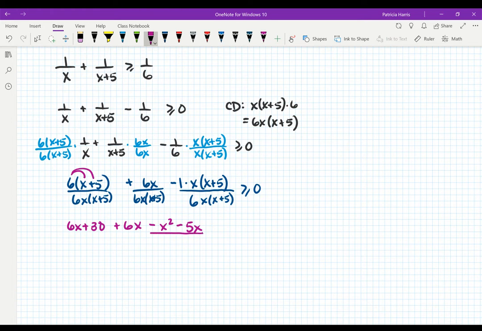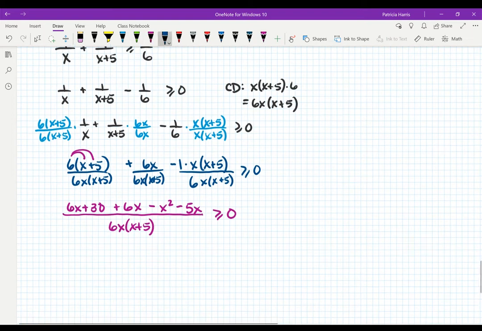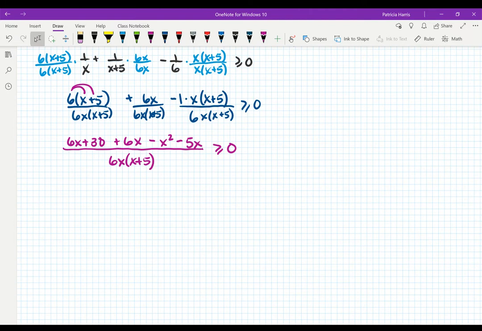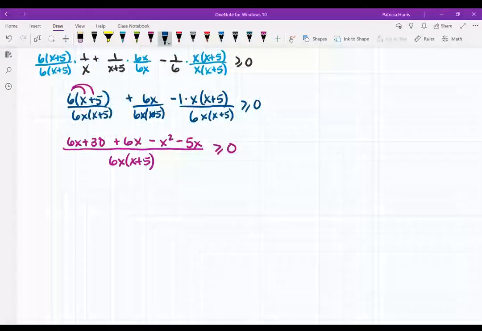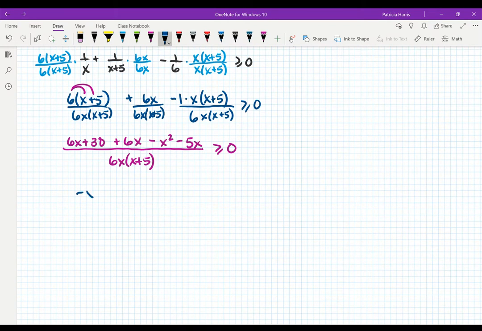So what I can do, so I can do that. Okay, cool. All right, so that looks fairly messy. Let's clean it up. Let's see. So I got negative x squared in the front plus 7x plus a 30, over 6x plus 5, greater than or equal to 0.